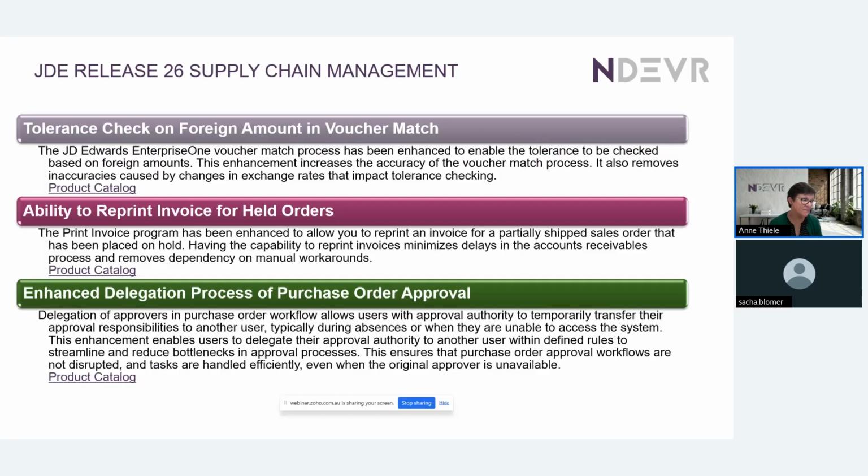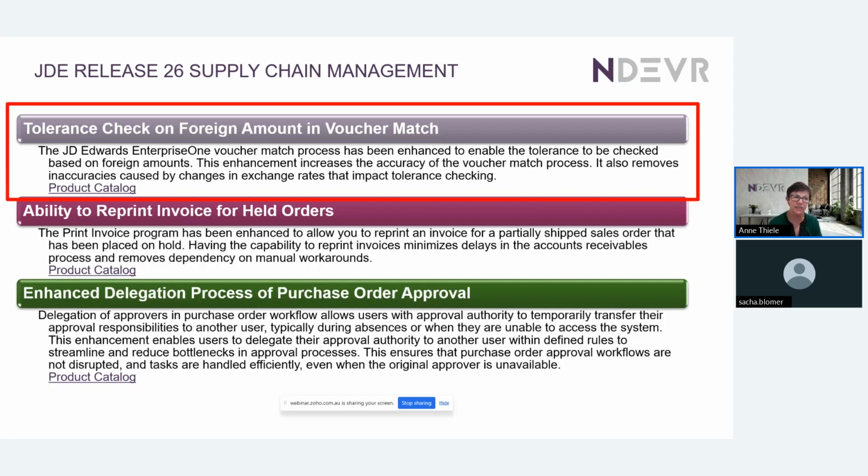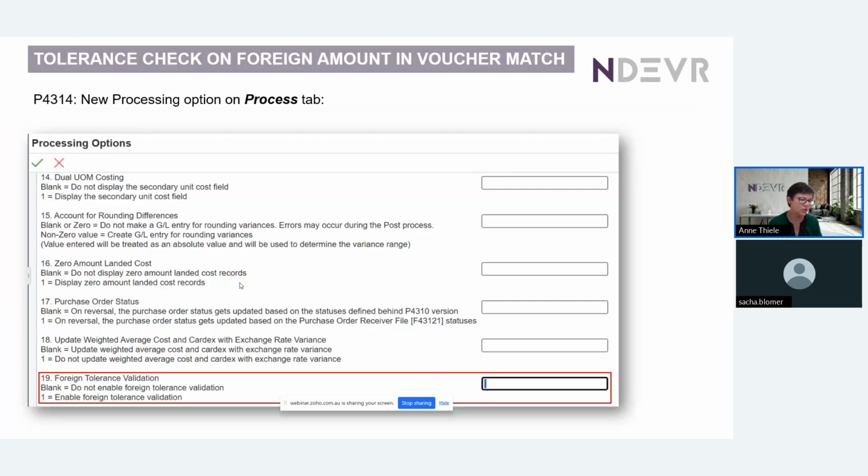Now, there have been some enhancements to the supply chain management. In fact, there are 3 enhancements specifically in supply chain management at the moment. The first one is a tolerance checking on foreign amounts in the Voucher Match program. Quite simply, it allows you to check for tolerance on foreign amounts. It's enabled via a processing option on P4314, the Voucher Match program. Couldn't be more simple than that.